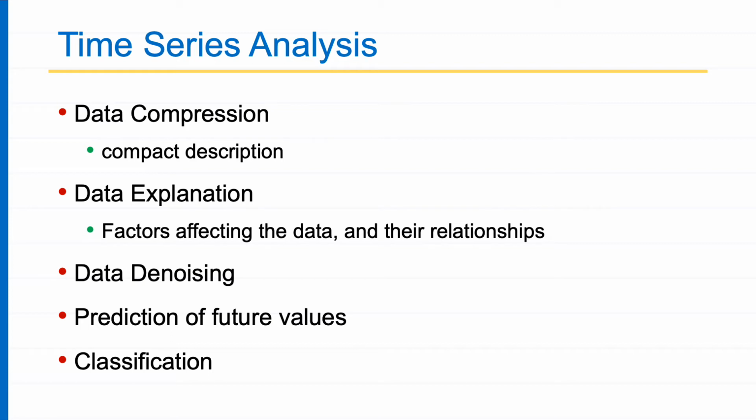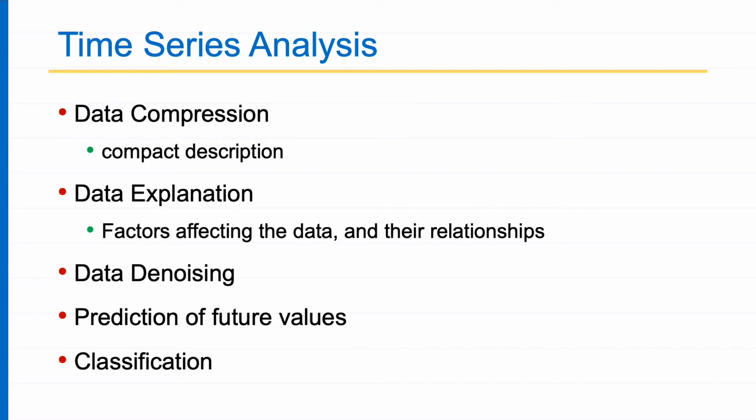Next, data denoising. The time series may have some noise. A very obvious example is when you are speaking on your phone, if there is a lot of noise coming, then you want to denoise your speech so that the other person can hear very clearly, or you can hear very clearly. So data denoising is a very good example of time series analysis or time series processing.